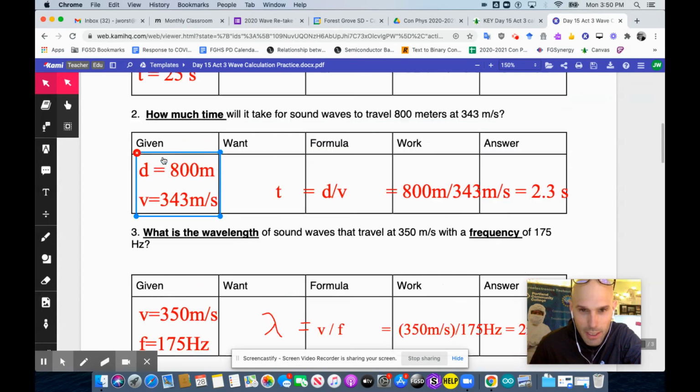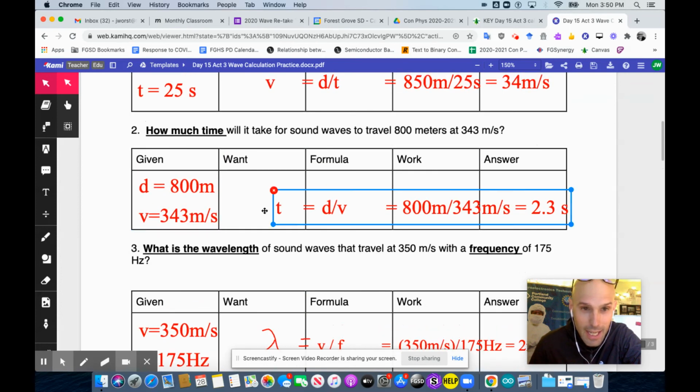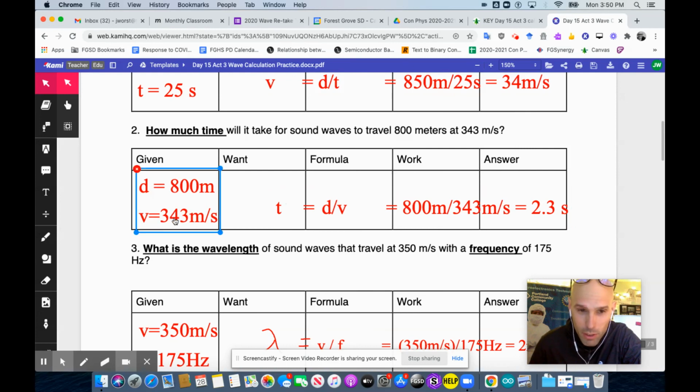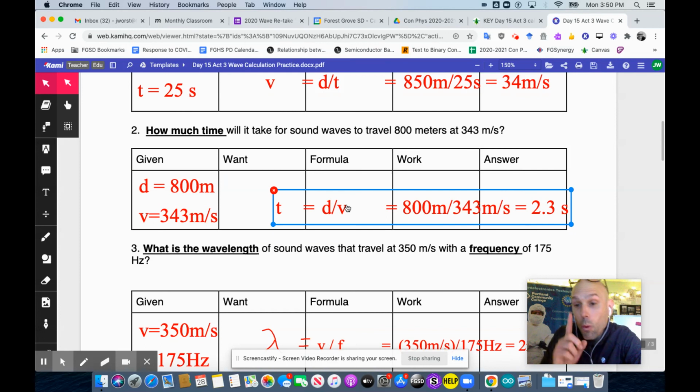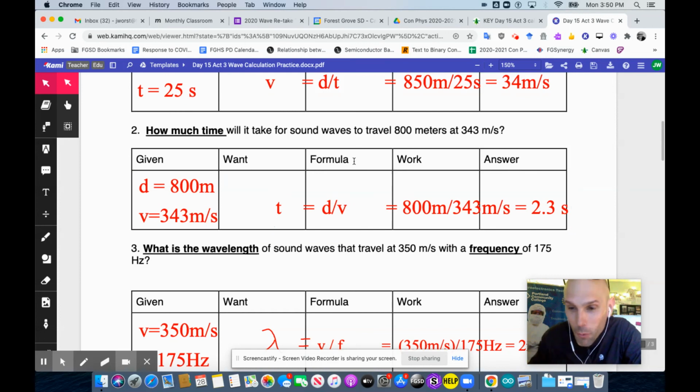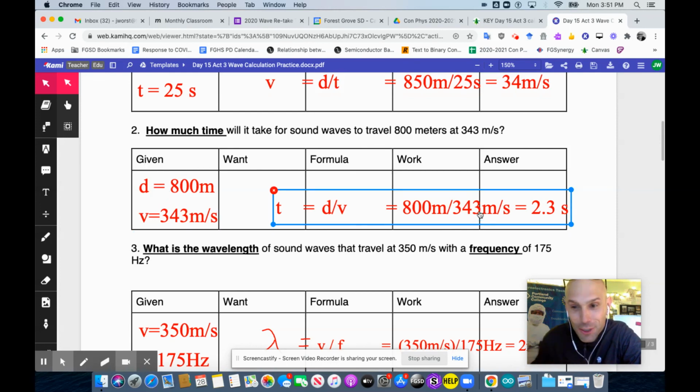Here's one for relating distance and velocity to time. So how much time will it take? That's what this question's wanting you to find. You're given 800 meters and 343 meters per second. So those are our givens, the distance and the velocity. Our formula is distance divided by velocity. Your formula should include the variables that you're given, generally. And then your work should just input your givens into the formula. It should all line up.